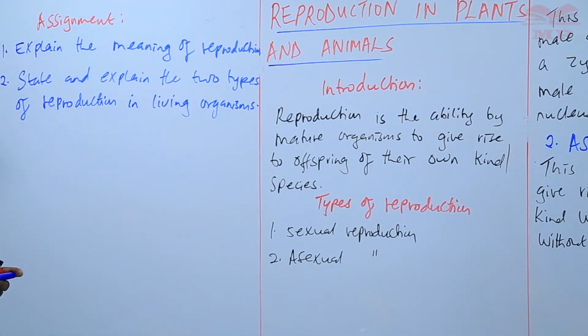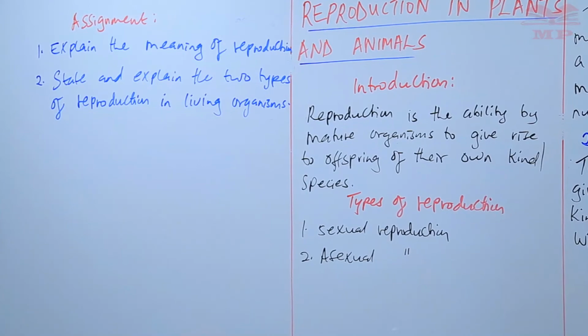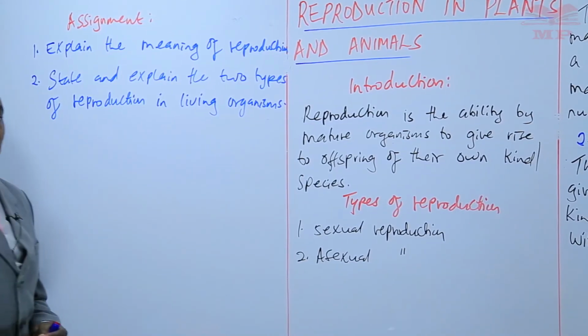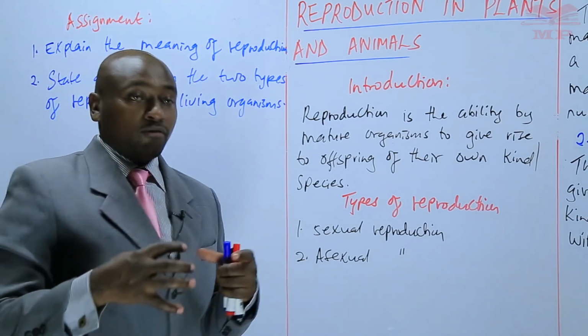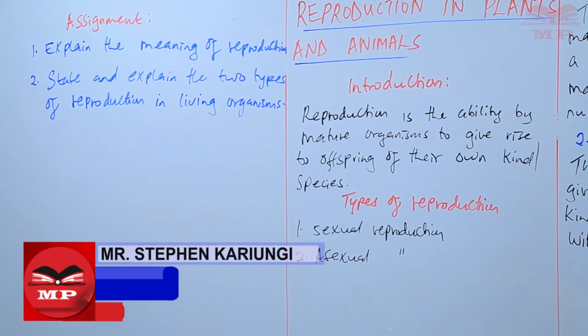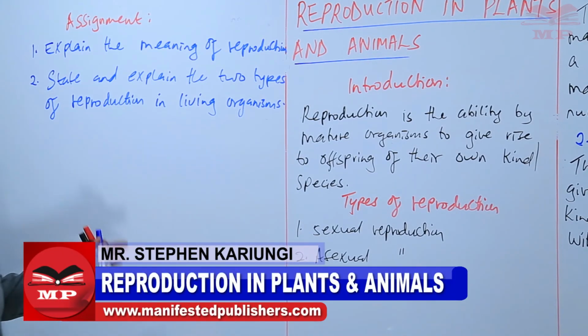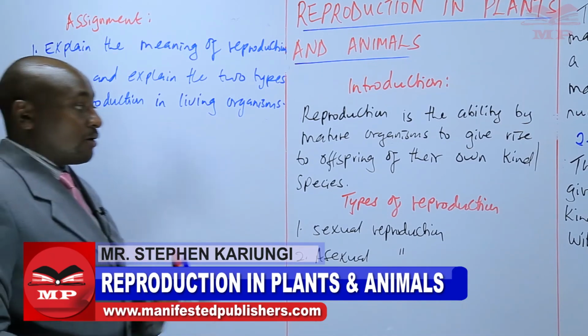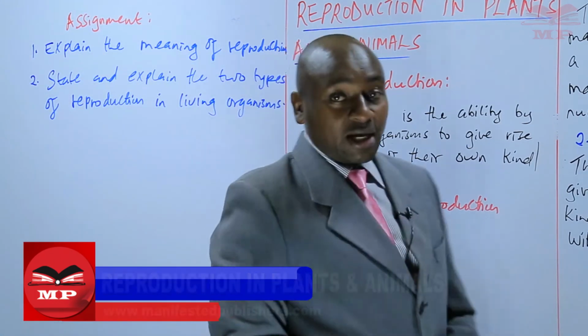So we'll have two questions for a start, being the beginning of the topic. The first question: explain the meaning of the term reproduction. Number two: state and explain the two types of reproduction in living organisms. So those are the two questions for the day. So we're going to stop there. See you next time.